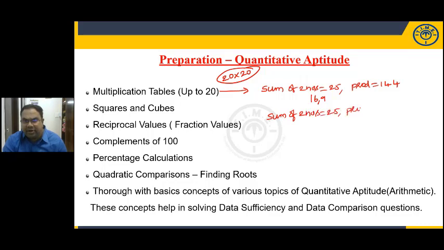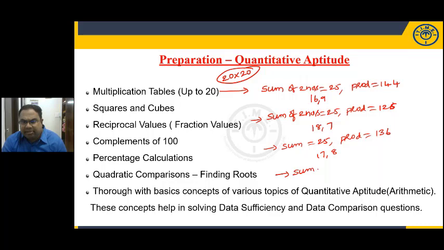Sum of two numbers is equal to 25. Their product is 126. Any guesses? Product 126? 18, 7. Sum is 25, two numbers. Product 136. 17 and 8. I'll ask an easy one. Sum 25, product 156. This is easy.